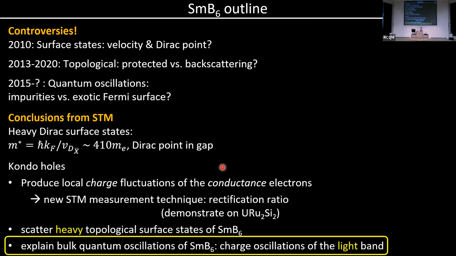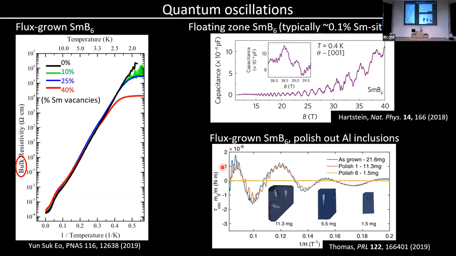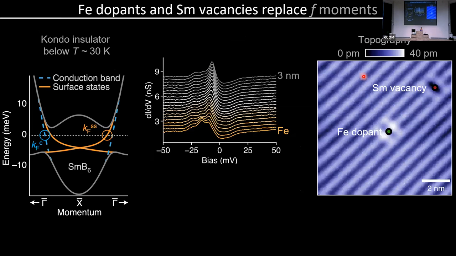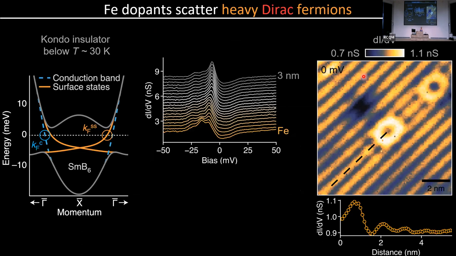Now the quantum oscillations issue is the biggest outstanding controversy, I think, because it's been shown that this material is a very good bulk insulator. However, it shows very nice quantum oscillations at the light band frequency, not the hybridized band frequency, the light band frequency. So how do we explain some kind of bulk quantum oscillations at the light band frequency? There's a lot of exotic explanations, but I want to focus on the Kondo holes, and show that the Kondo holes in samarium hexaboride also have this property that they set up oscillations in the charge at the light band frequency, not the heavy hybridized frequency.